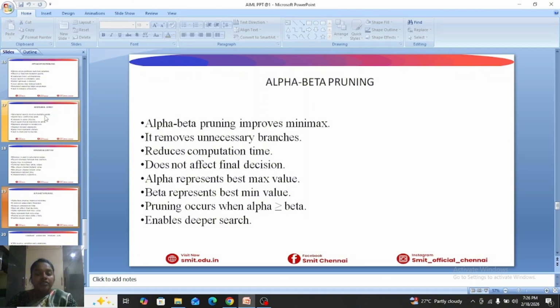Algorithm: start with the root node with alpha as minus infinity and beta as plus infinity. Recursively apply minimax, update alpha at maximum nodes and update beta at minimum nodes. Okay. Actually, pruning a branch happens when alpha is greater than or equal to beta. In alpha beta pruning we have pseudocode also.